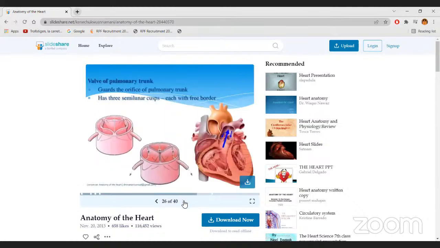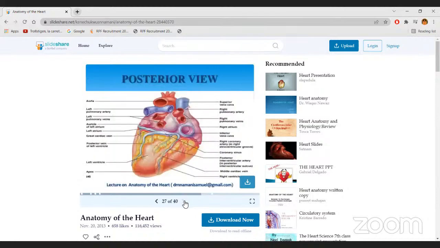The valve of the pulmonary trunk guards the orifice of the pulmonary trunk as three semilunar cusps, each with a free border. So these are the free borders of the three valves. This is the dissection of the three-valve structure in images. Then next one, posterior view. This is the anterior and posterior. Posterior view, labeling the anatomy of the human heart structure.